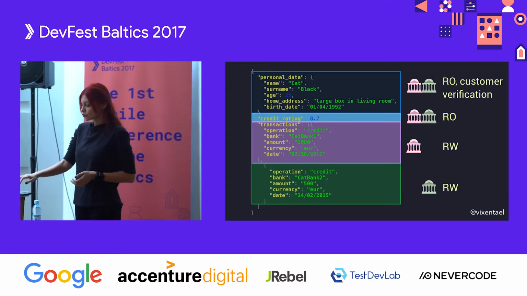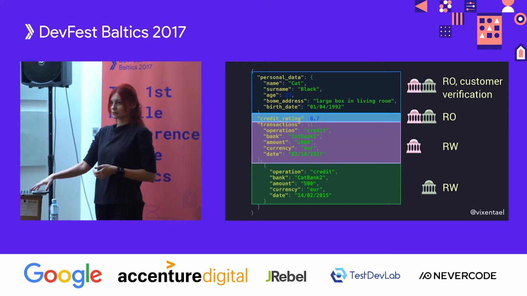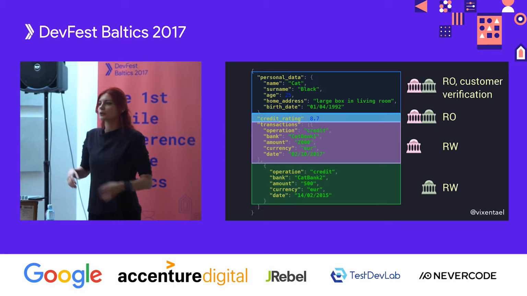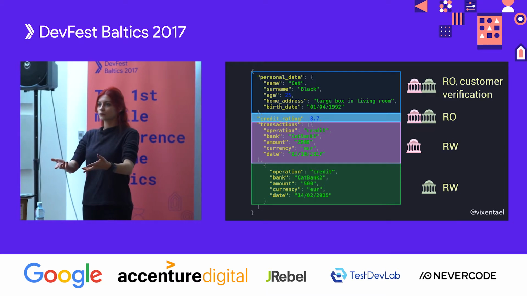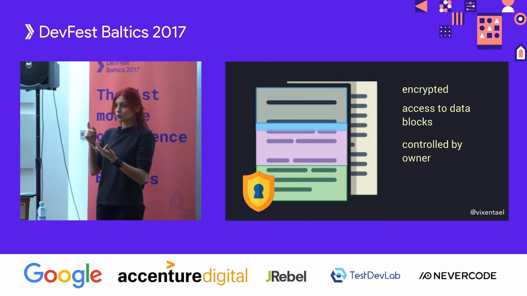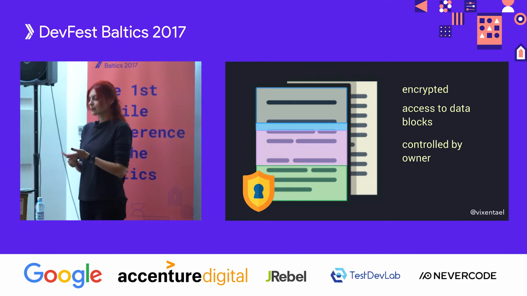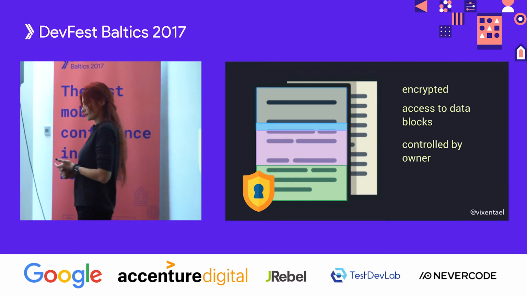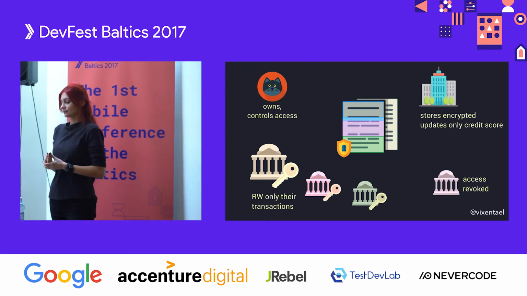This kind of data control should be done by the data owner, by Mr. Cat. Not because the bank asks the credit bureau for the whole history, not because the credit bureau stores everything, but because Mr. Cat allows access to this kind of data. Again, the data should be encrypted. It should be accessed by blocks, and the access should be controlled by the data owner, by Mr. Cat. Let's take a look at the scheme, how it has changed.